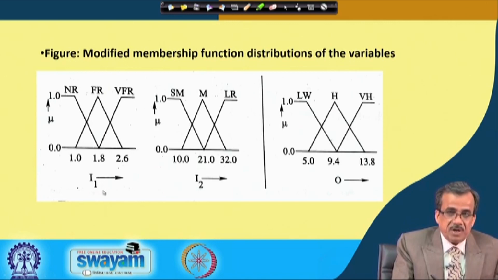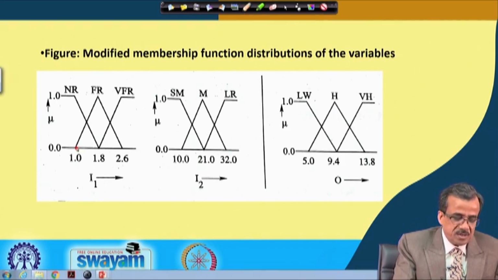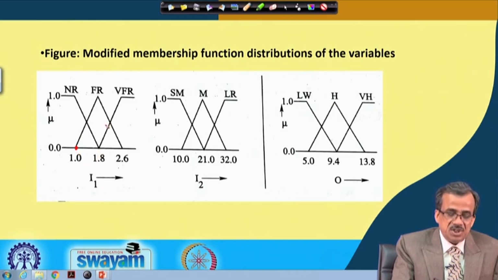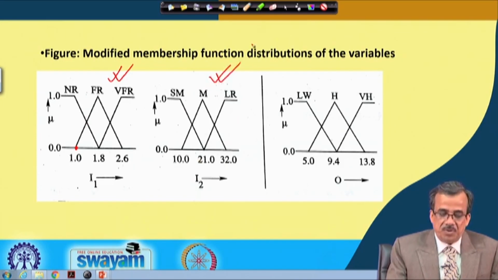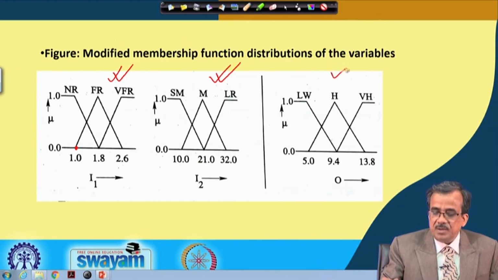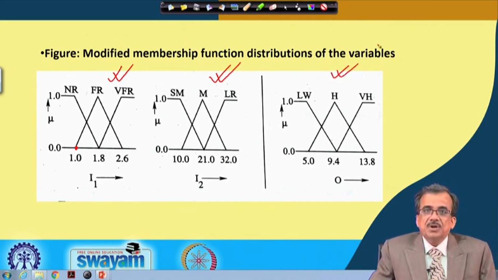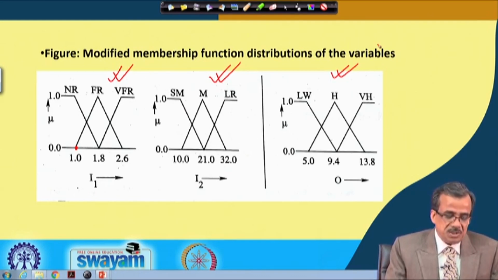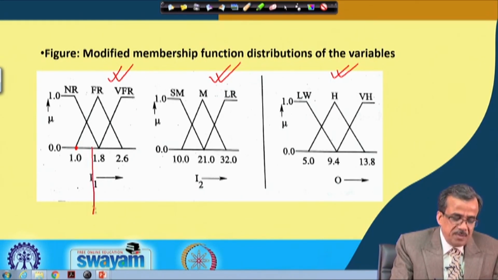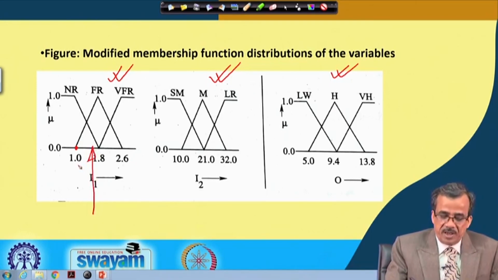The starting value for I1 has been kept constant at 1.0, but B1 has been changed. Similarly, I will be getting this modified membership function distribution for I1. Similarly, we get the modified membership function distribution for I2, and we also get the modified membership function distribution for the output. And once you have got the modified membership function distribution, now if I pass a particular value of I1 input, and another value of say I2.